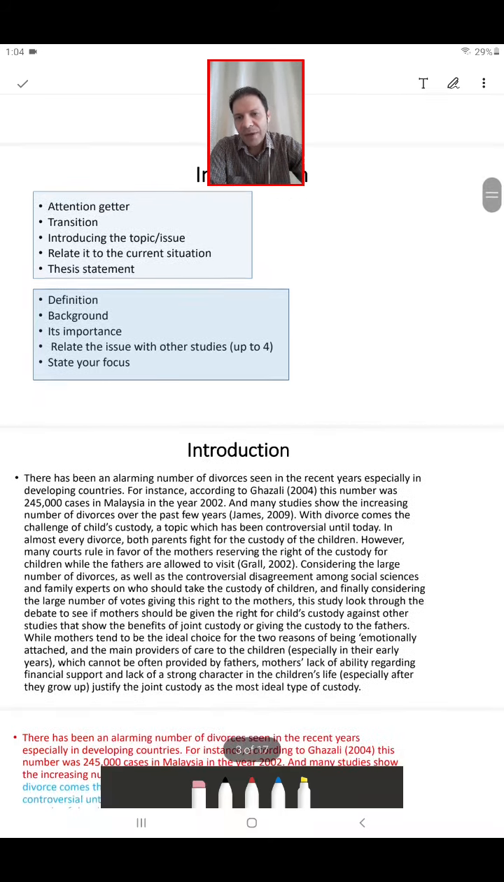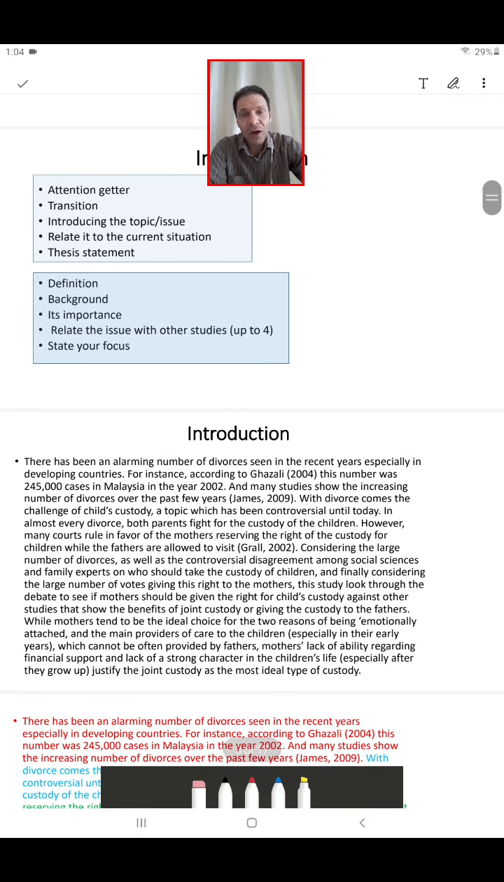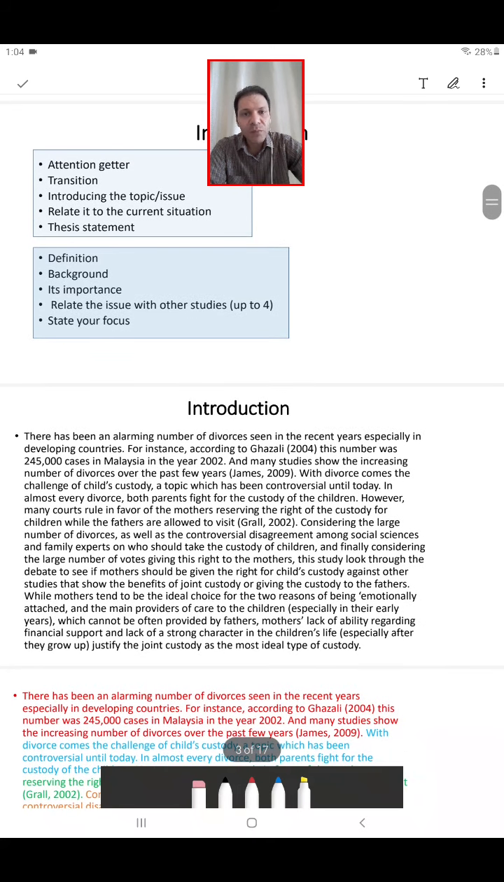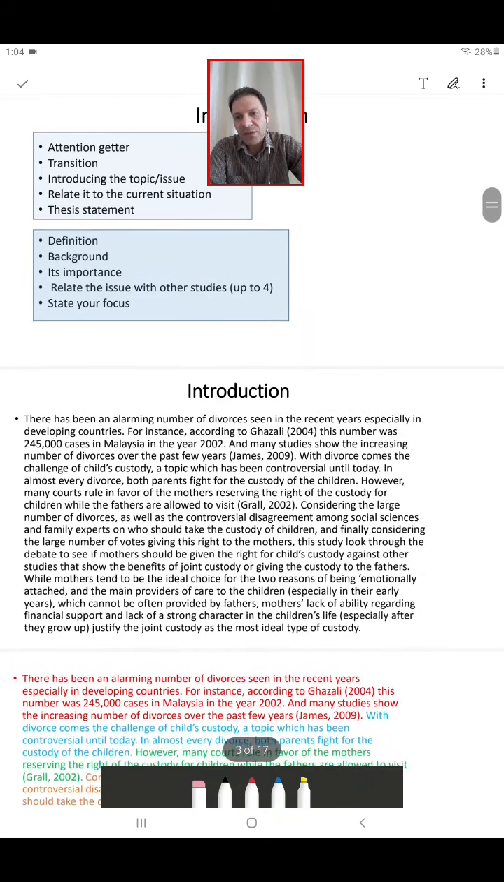And then the background. The background talks about other studies on the topic. What have other people done about this topic? And then you want to talk about the importance of your research. If you remember, in lecture 1 I told you that your topic must be of significance. Your topic must be an important social issue, academic issue, or scientific issue. So here in the introduction you have to talk about it.